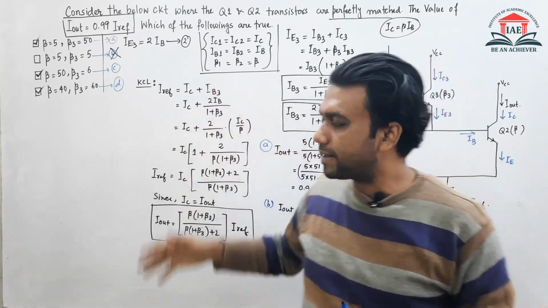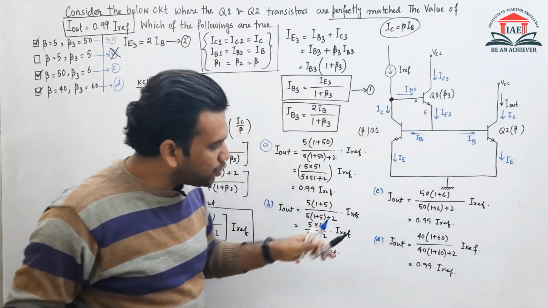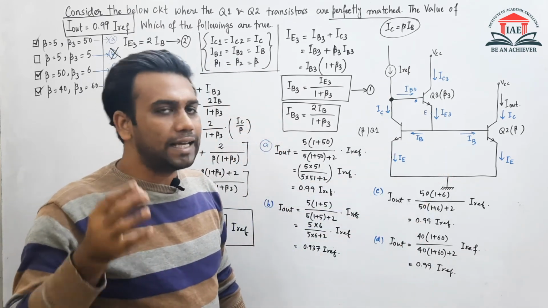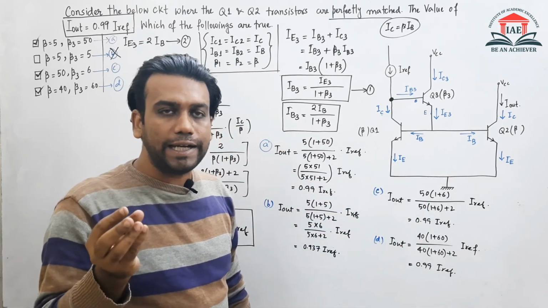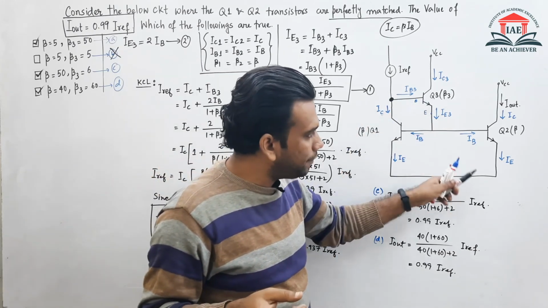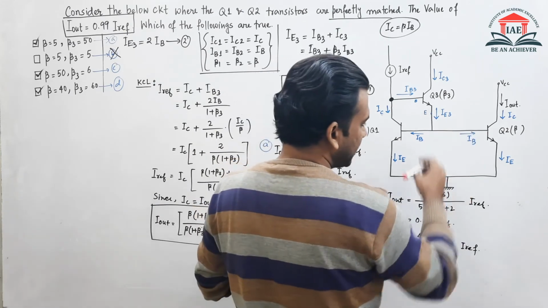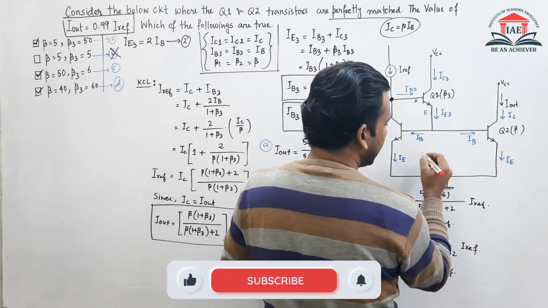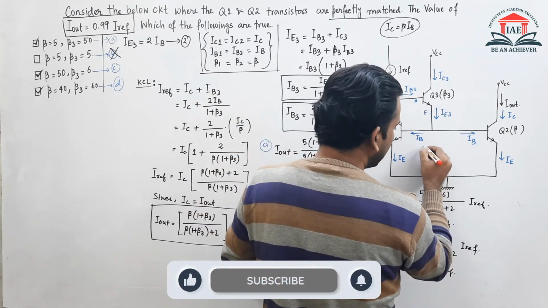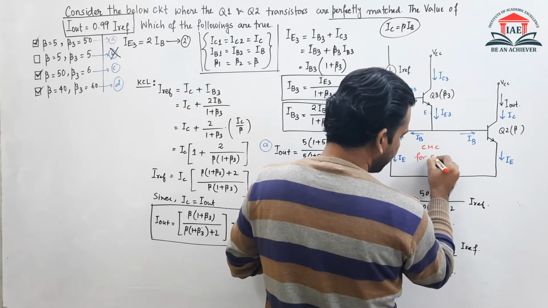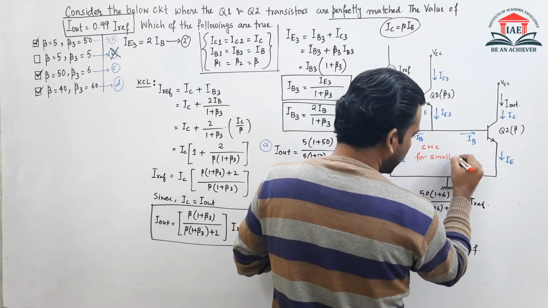So in this way you can expect some multiple selection questions on the current mirror circuit like this. Actually ये जो circuit था, this circuit is called the current mirror circuit for small value of beta. So the name of the circuit is that, actually theoretically this is the current mirror circuit, CMC circuit for small value of beta.